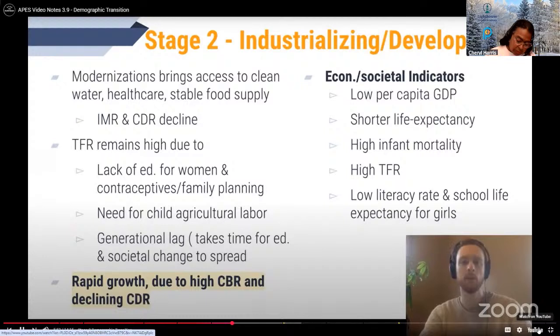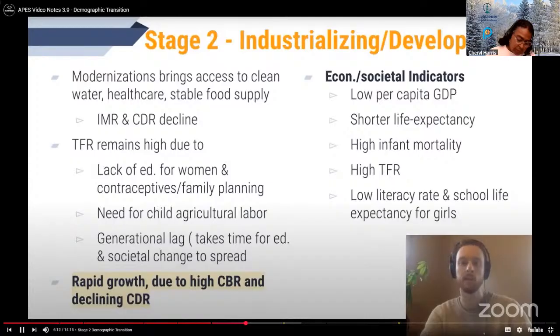However, TFR remains high since educational opportunities for women often still lag behind men, and access to contraceptives and family planning are slow to become available. There's also the need for parts of the country to still rely on agriculture for their own food needs and their income, which is going to cause them to have more children to provide that labor and that income that they need.